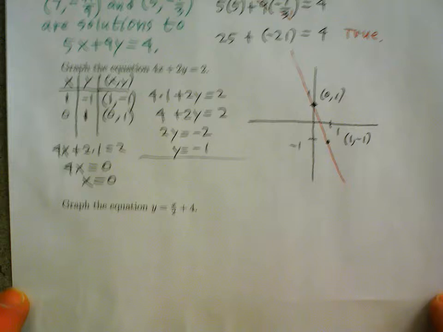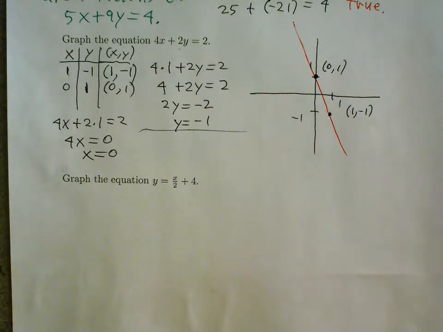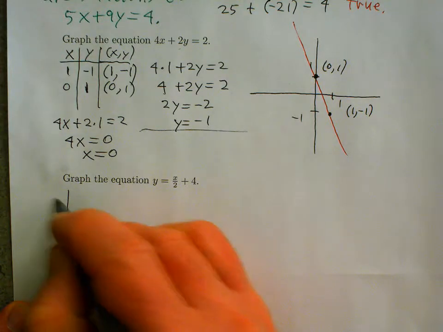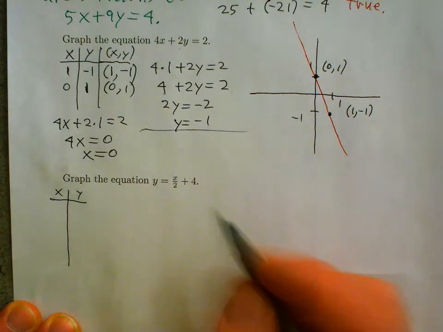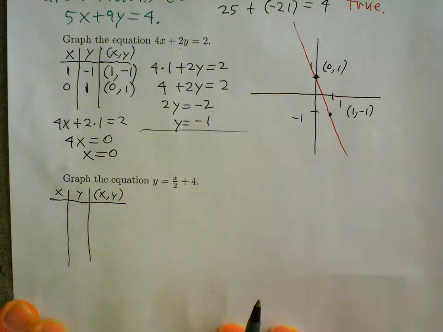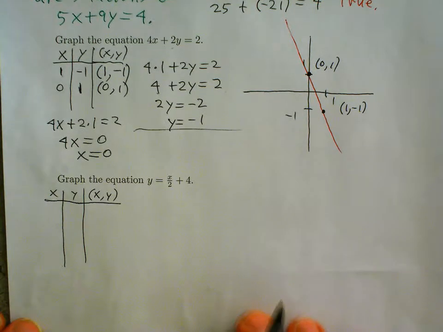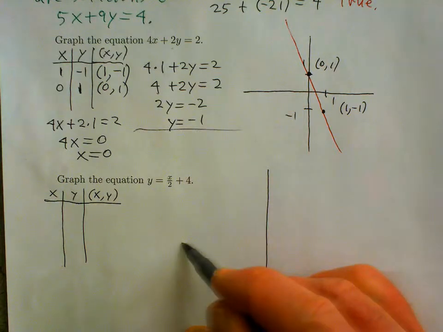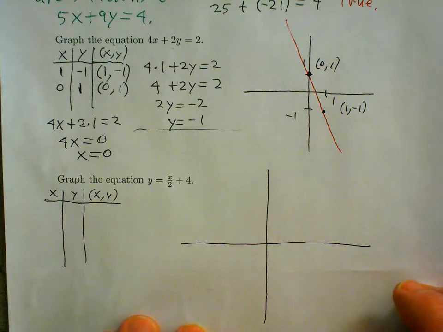Okay, the next one, graph the equation y equals x divided by 2 plus 4. Okay, find 2 ordered pairs of points on the line y equals x over 2 plus 4. I'll give you 20 or 30 seconds to come up with a couple of ordered pairs. So while I wait, I'll sketch in the x and y axes.